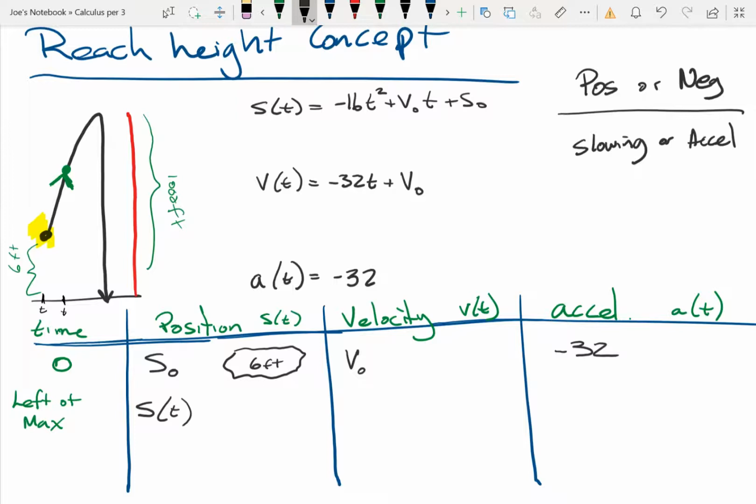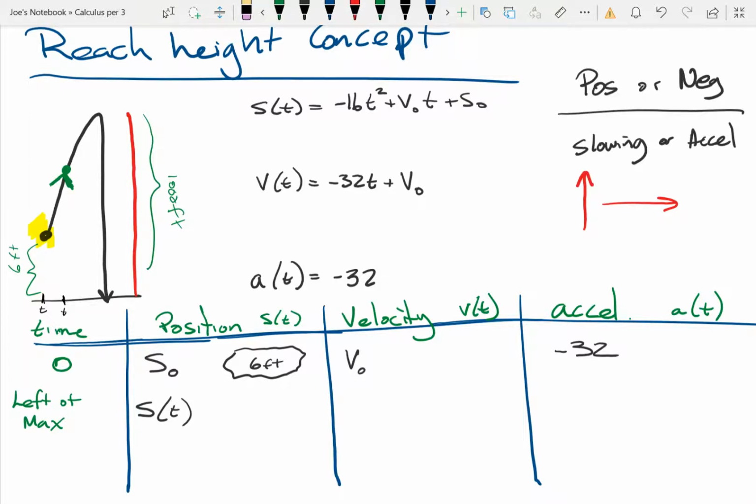Say it one more time. I think I heard both. It's not negative. So here is a quick reminder. If objects are traveling up or to the right, their velocity is positive. So is that ball at the moment traveling up or down? Up, so it's positive.